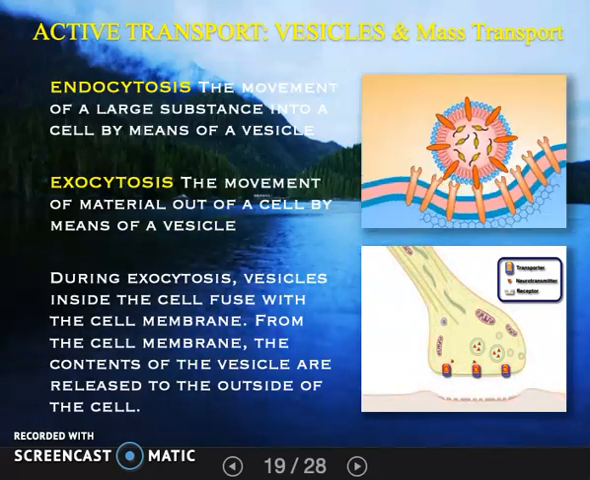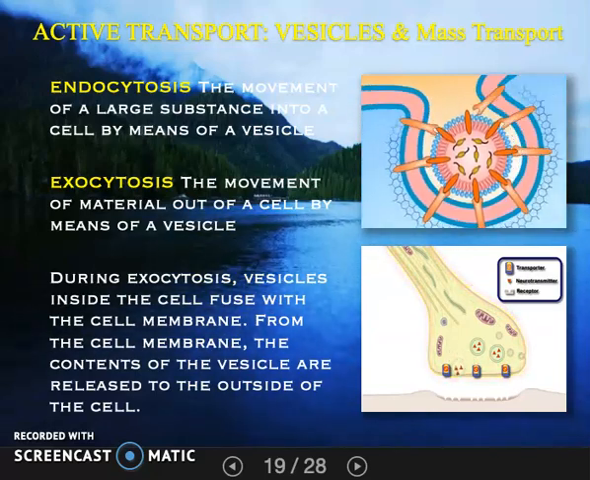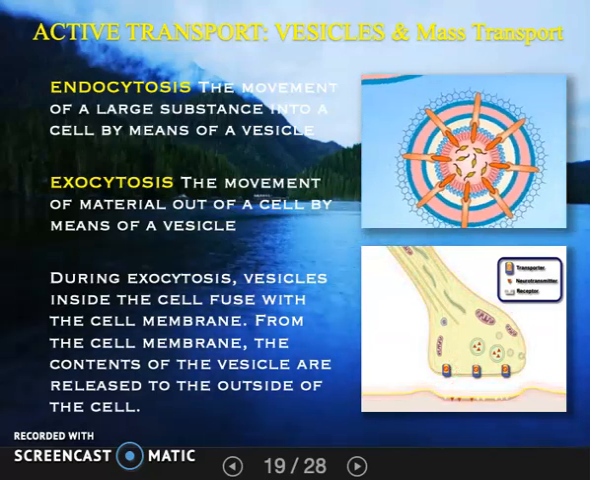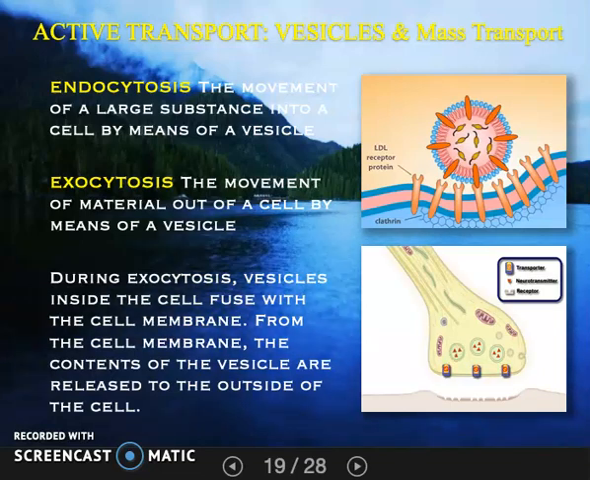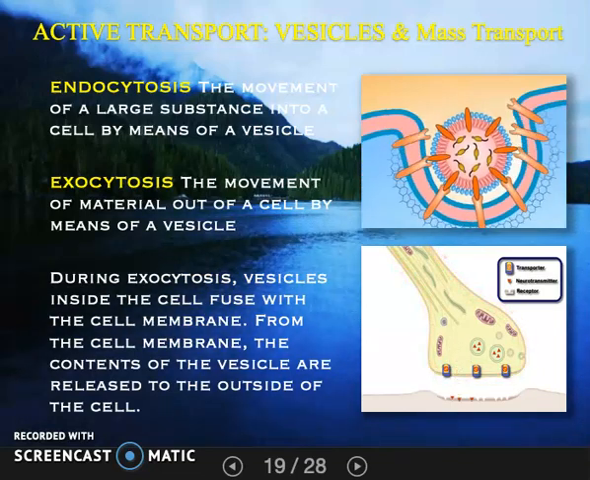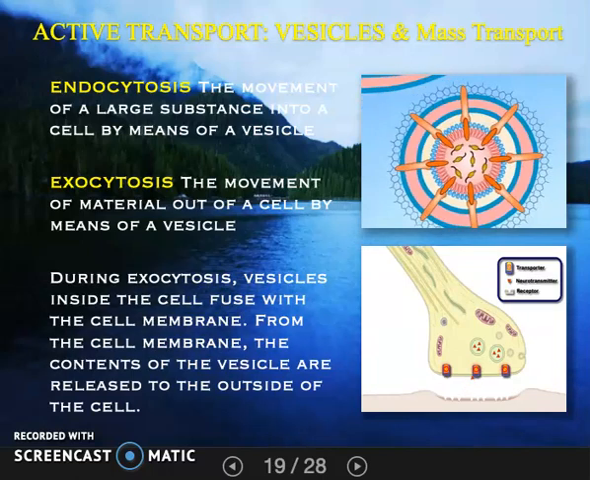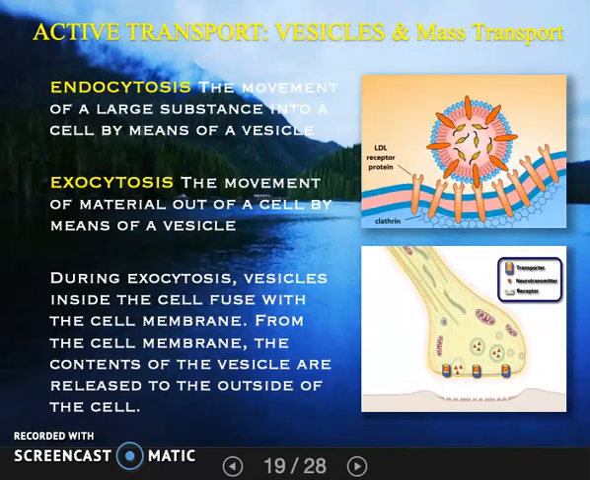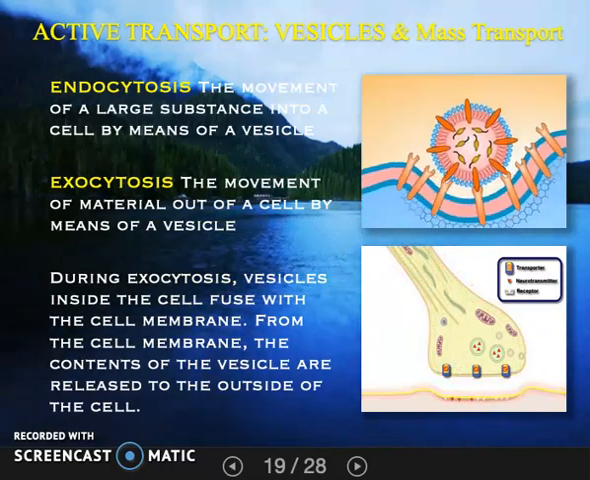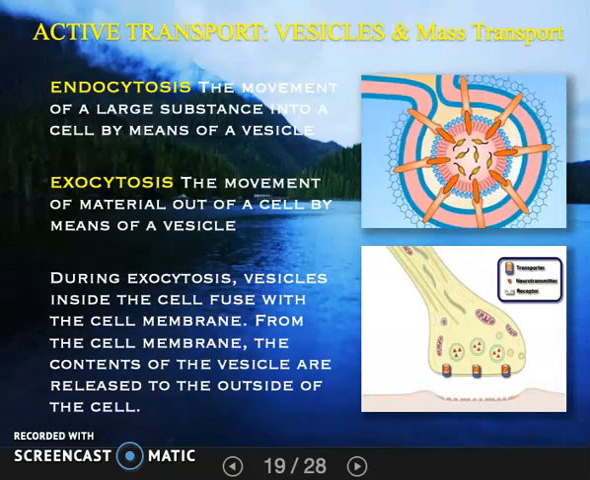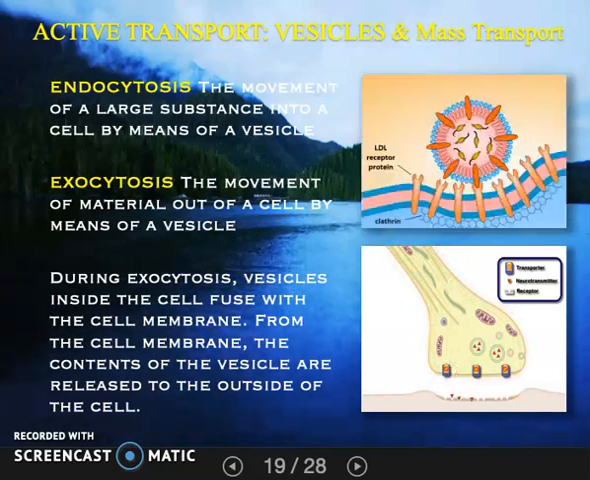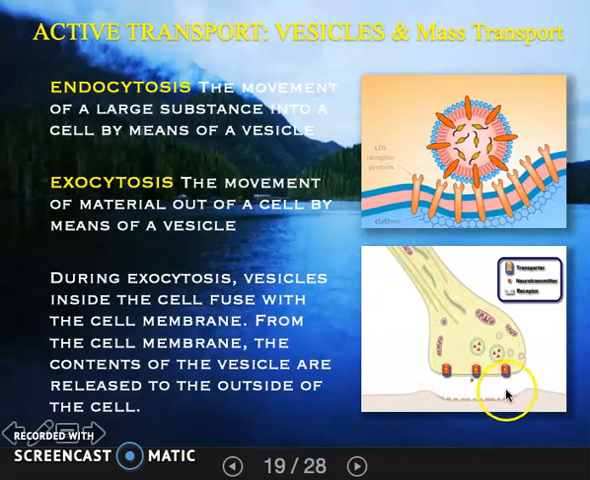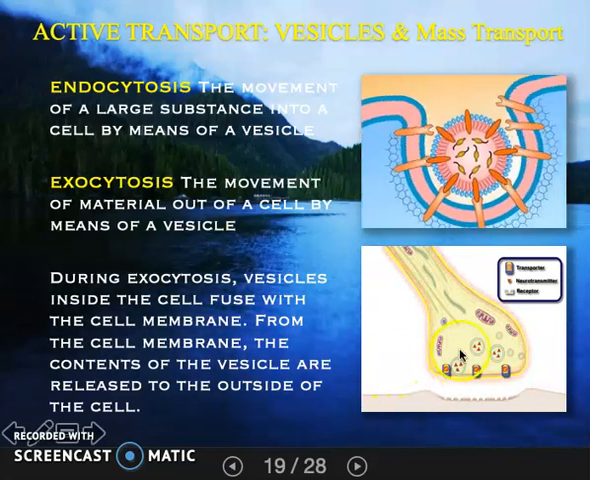Endo means in, cytosis means cell. So you can see here in this animation the movement of materials into the cell. On the bottom animation, I see exocytosis. If you look closely, you'll see some secretory vesicles that dump their contents into this space. This is actually what we call the neuromuscular junction.